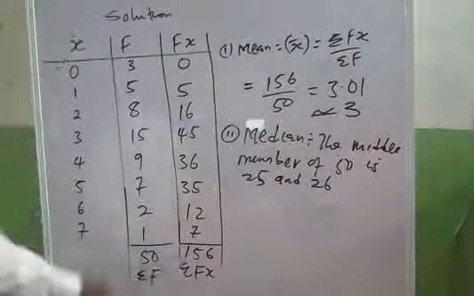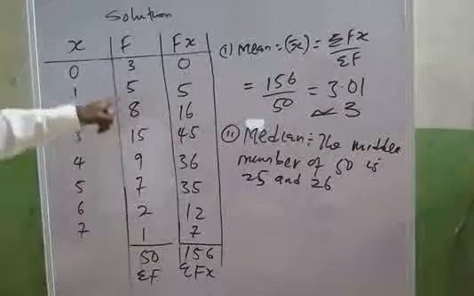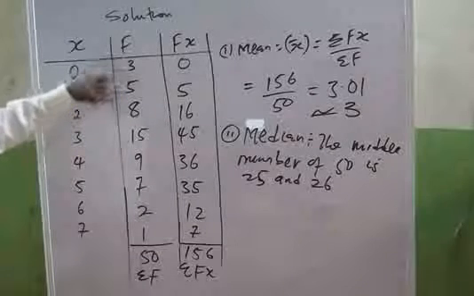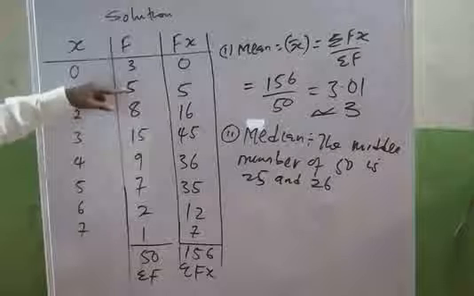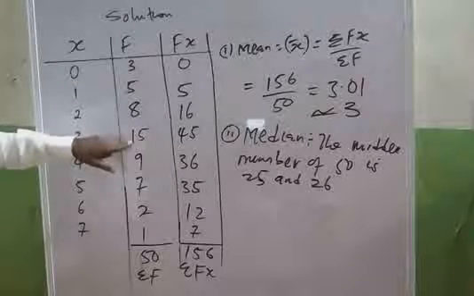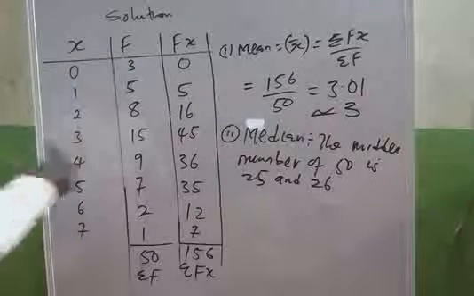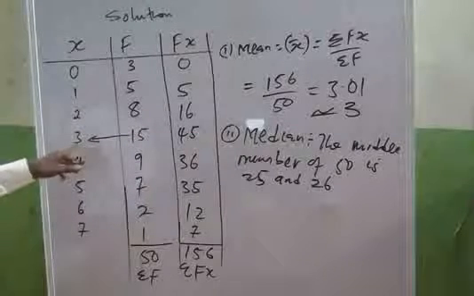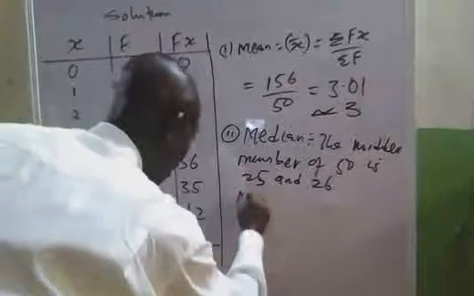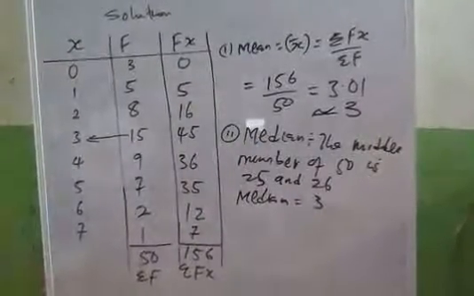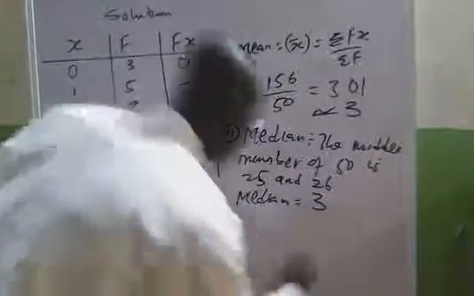So what you just need to do is to come to this table, add the frequency together, and find out where the 25th and the 26th frequency is. Take note. This plus this is 8. 3 plus 5 is 8. Plus 8 is 16. Plus 15 is 31. So which means the median is going to be here. It's going to be 3. So from the table, median is equals to 3. Take note of that. Median is equals to 3.